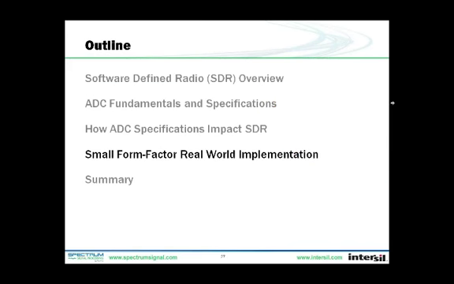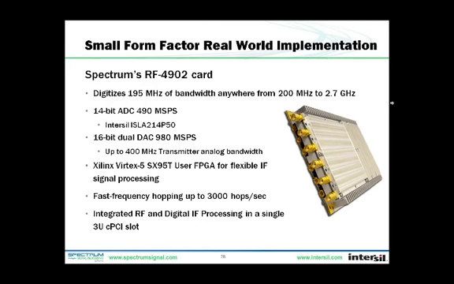So what does this look like in the real world? Here's one example of a real-world implementation. This is Spectrum's RF4902 blade, and the boards on the previous slide were from that blade. It's a wideband RF transceiver which digitizes 195 megahertz of bandwidth in the range between 200 megahertz and 2.7 gigahertz. This allows subsequent digital processing of multiple channels or signals.